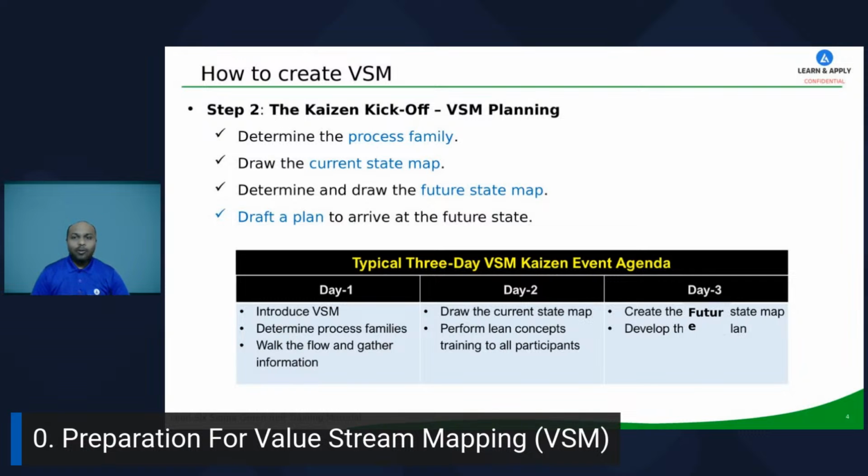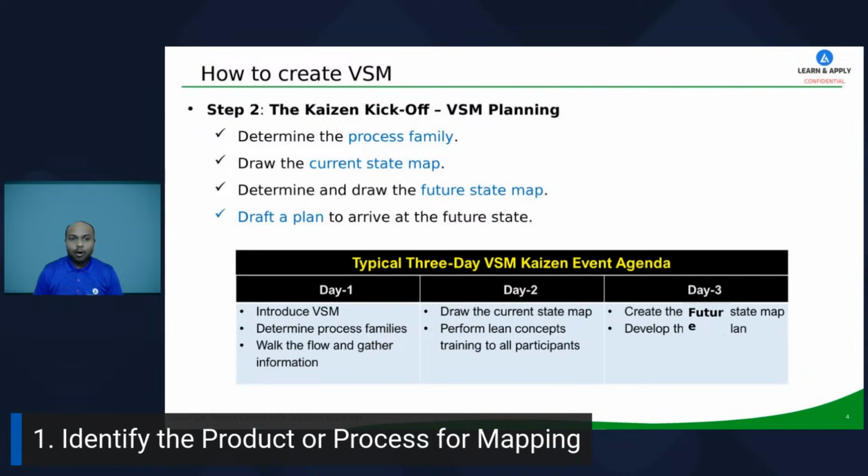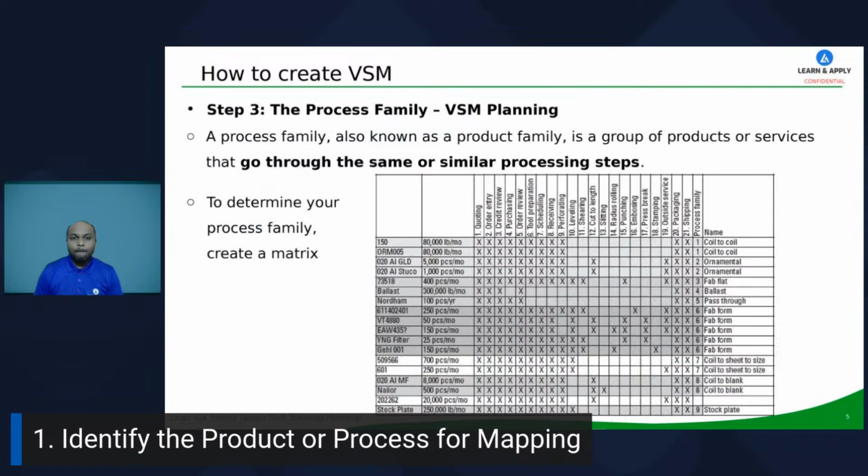Now, when we go for the actual execution in real life, the first step is to identify the product or the process for mapping. For which product, for which process, are we going to conduct this value stream mapping? That's the important step here, and that is going to start with the process family. How are we going to identify the product or process for the mapping? This is based on the process family.